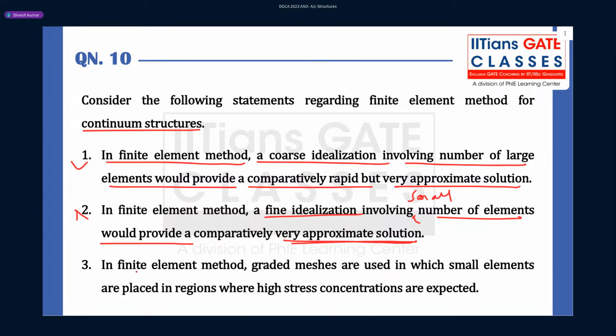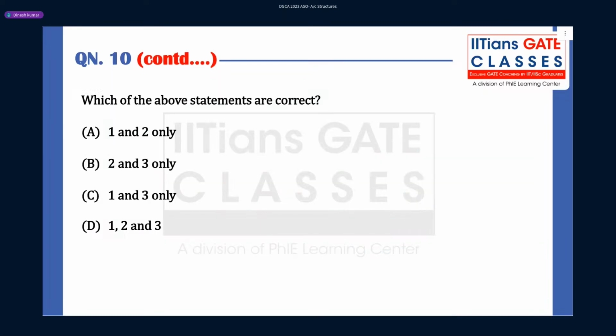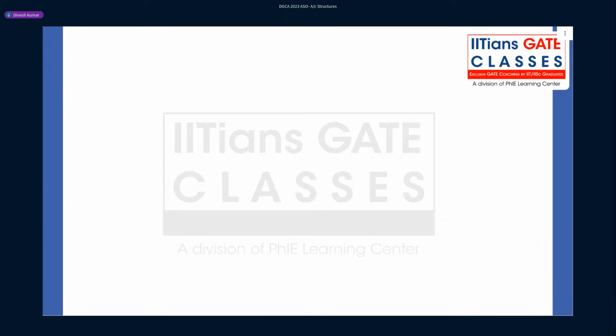What the third says: in the finite element method, graded meshes are used in which small elements are placed in regions where high stress concentrations are expected. So this is correct. Usually, in the area of interest a fine mesh is used, so small elements are used in fine meshes, and in those areas where the stresses are less, large elements can be used. So option 3 is correct. So for this question, 1 and 3 are the correct statements, and C is the correct answer.